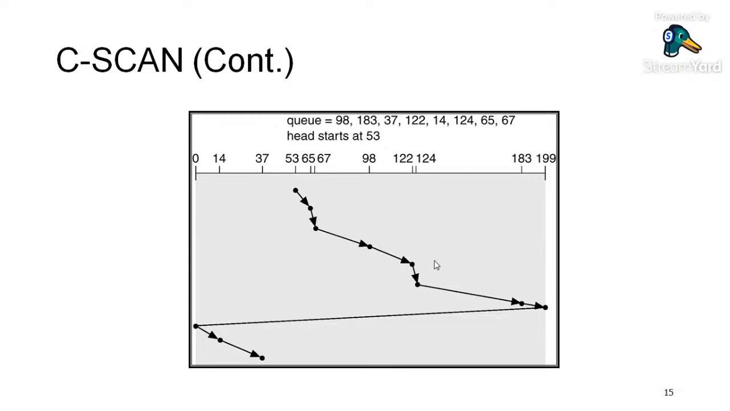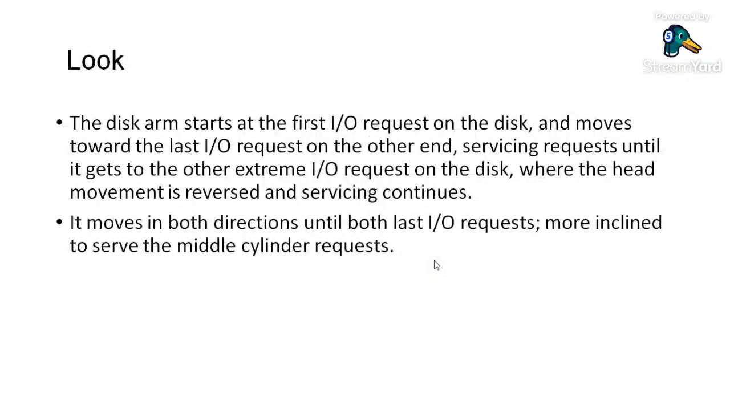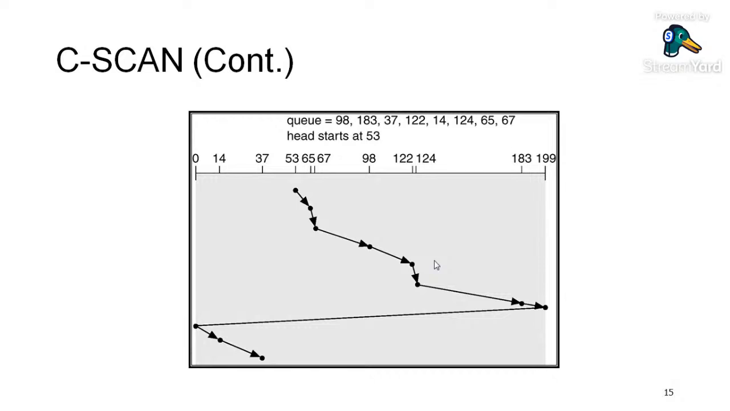Once it reaches the other end of the disk, that is 199, it returns without servicing any requests, because it is a circular concept. Once it touches one end, it comes back to the other end and then moves the head position and serves the next request. The next one is 14, and finally it touches 37. So likewise, it executes the concept of circular scan, and accordingly we can calculate the total head movement in cylinders as the unit.